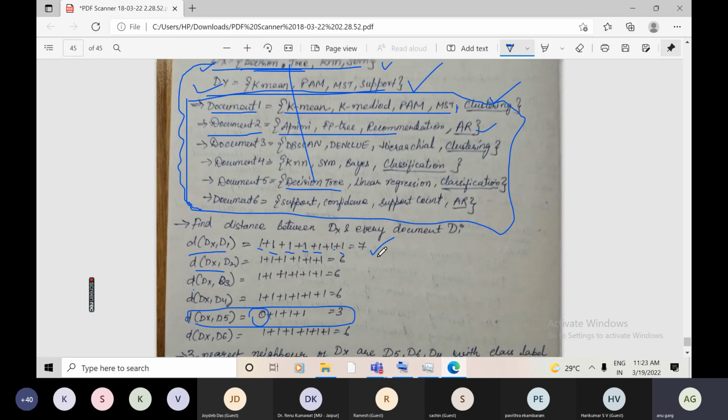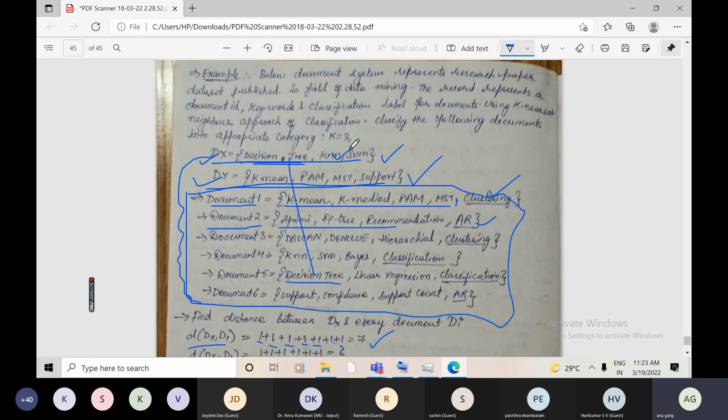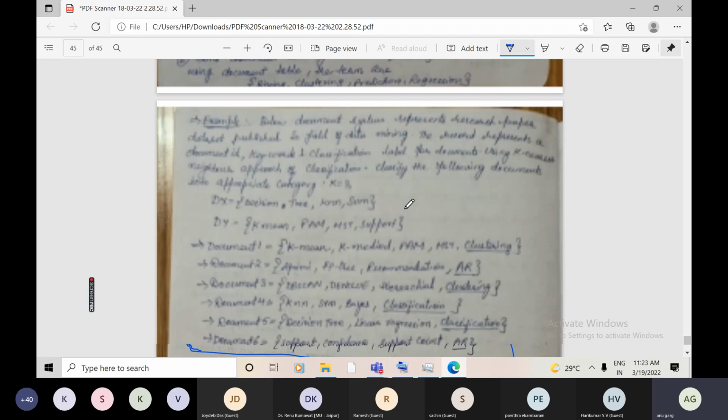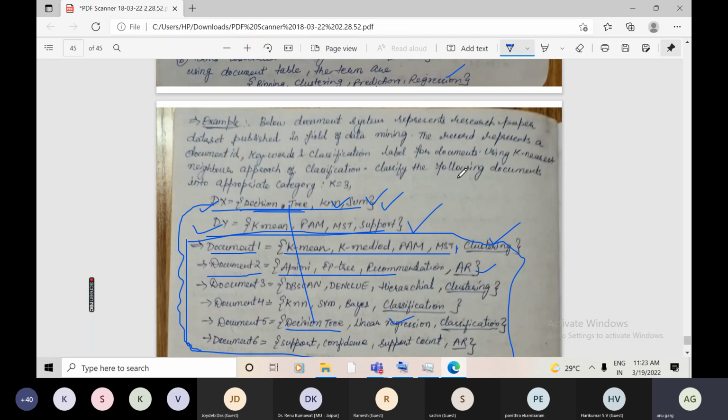Now what are the remaining terms? Knn and sum, and here linear regression. All these three are distinct, so 3 ones are coming here. That's how 3. Now once you find all these, you have to take the 3 nearest neighbors, because they have asked for 3 nearest neighbors. K equal to 3, they have told.